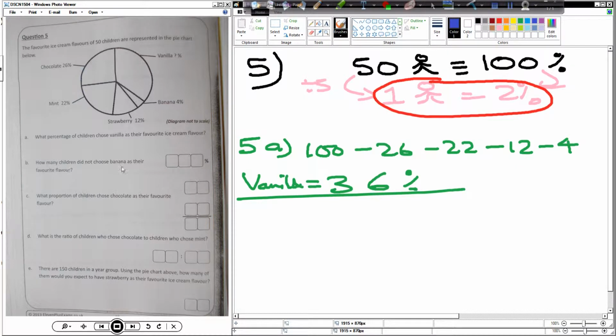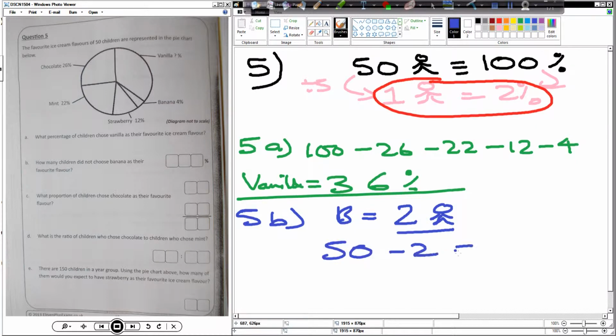Okay, question 5b now. How many children did not choose banana as their favorite flavor? Well, banana was chosen by 4%, and we know that one child is worth 2%. So that means the banana was chosen by 2 children, because 2% times 2 is 4, and 1 times 2 is 2. And the question goes, how many did not choose banana? So it will be 50 is the total, minus the 2 that chose banana. That will give you 48 children that didn't choose banana. Question 5b is done. Question 5c.